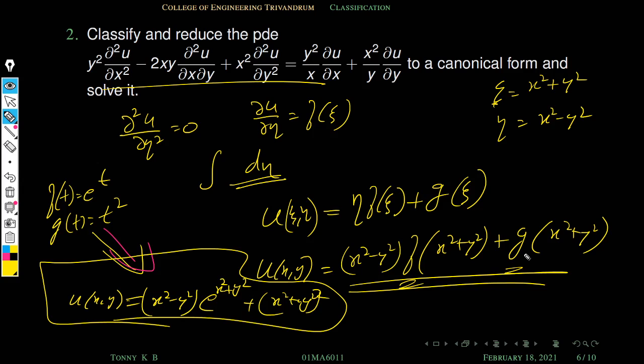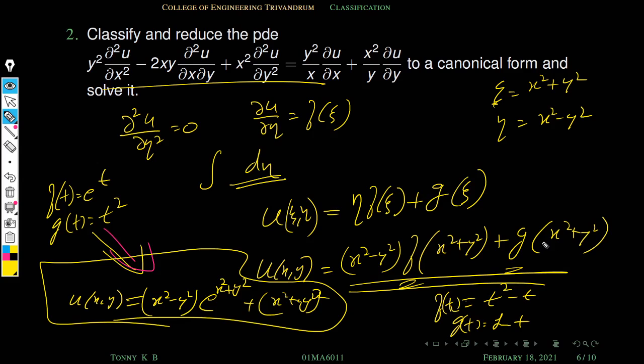Okay, so this is the most general solution involving arbitrary functions. Similarly, suppose one may choose f of t as t square minus t and g of t as sin t, then this gives a solution. So the solution becomes u of x, y equal to x square minus y square into x square plus y square whole square minus x square plus y square, plus sine of x square plus y square. That is also a solution.